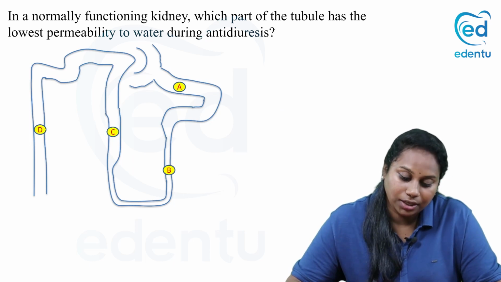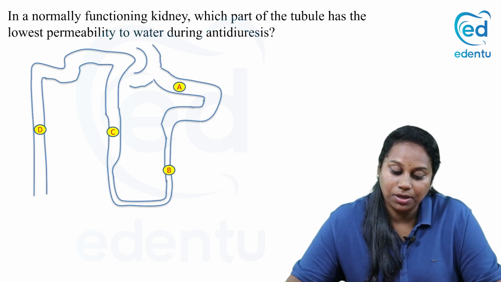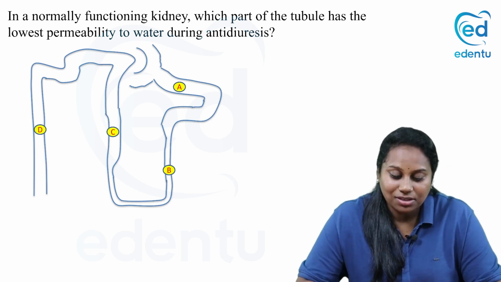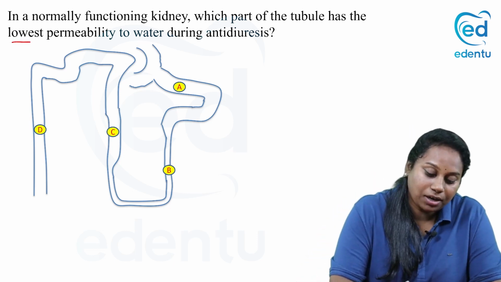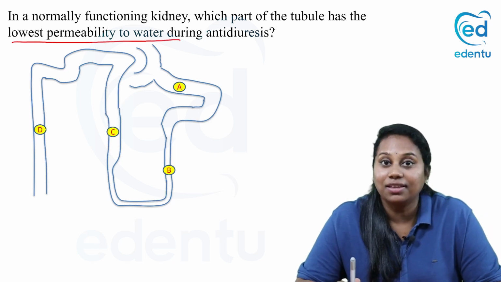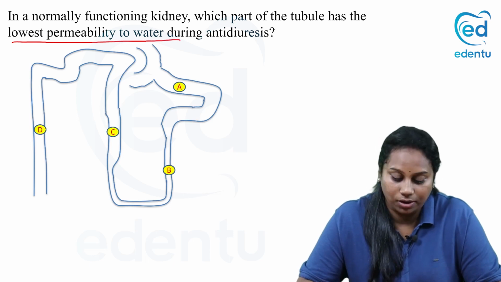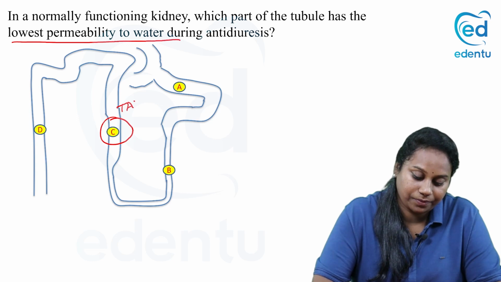In a normally functioning kidney, which part of the tubule has lowest permeability to water during antidiuresis? See, this antidiuresis and all that is just to confuse you. The question is, which part has least permeability to water? Yes, the thick ascending limb. It is permeable only to salts. It is not permeable to water. So the answer is C, thick ascending limb.